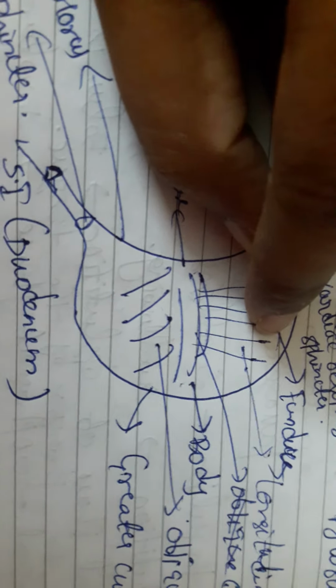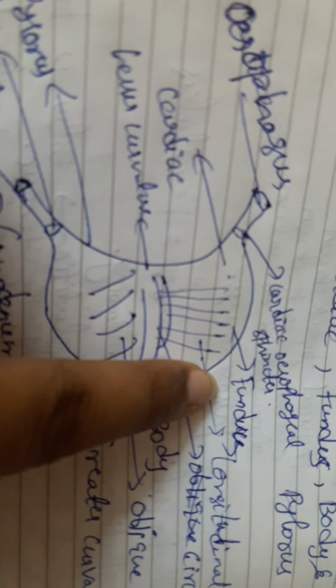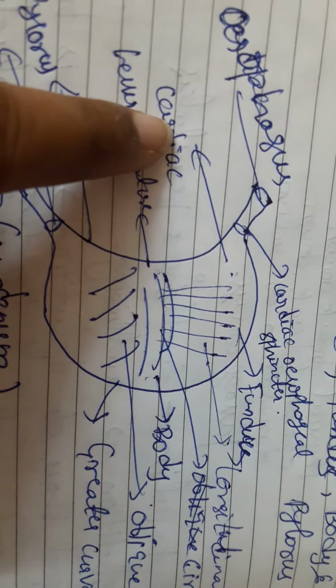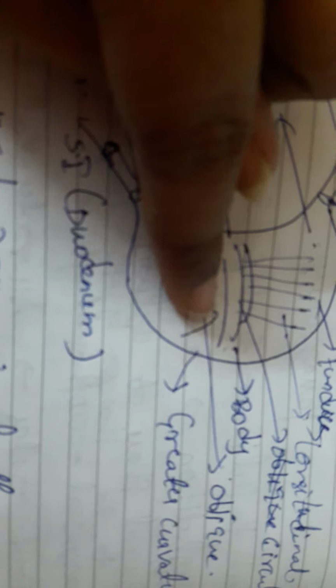The fundus is the expanded part of the stomach which is lateral to the cardiac region. The cardiac region is present here, so the fundus is lateral to it. That's why the fundus is an extended portion with a lateral arrangement to the cardiac region. Next, coming to the body. The body is the mid portion as it narrows inferiorly.